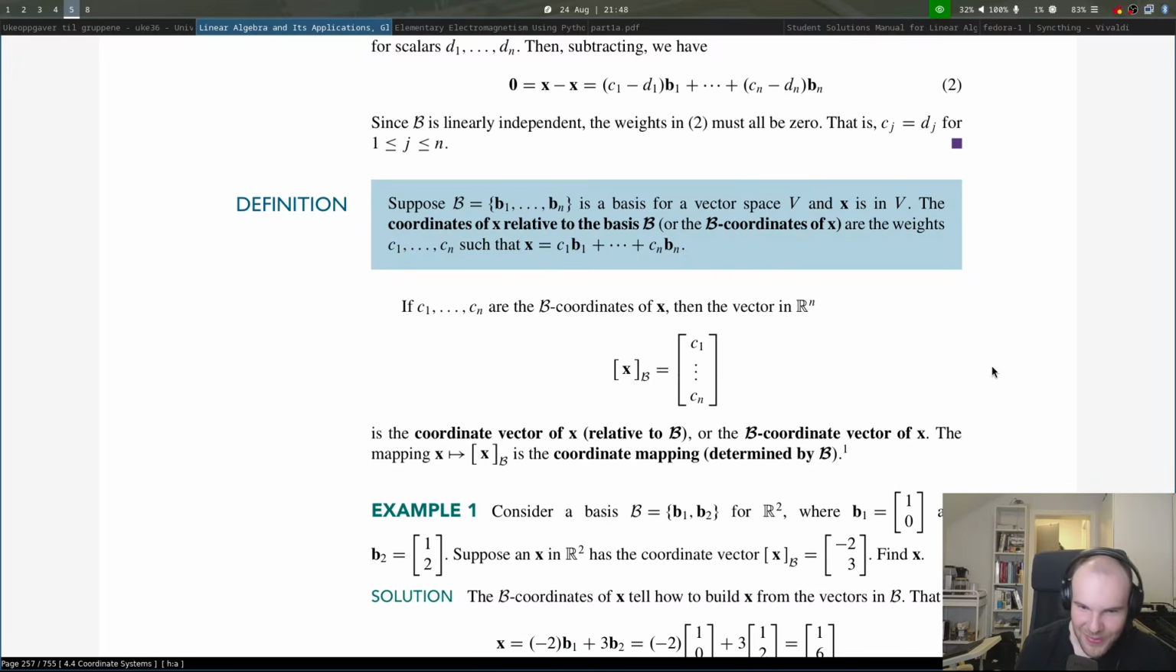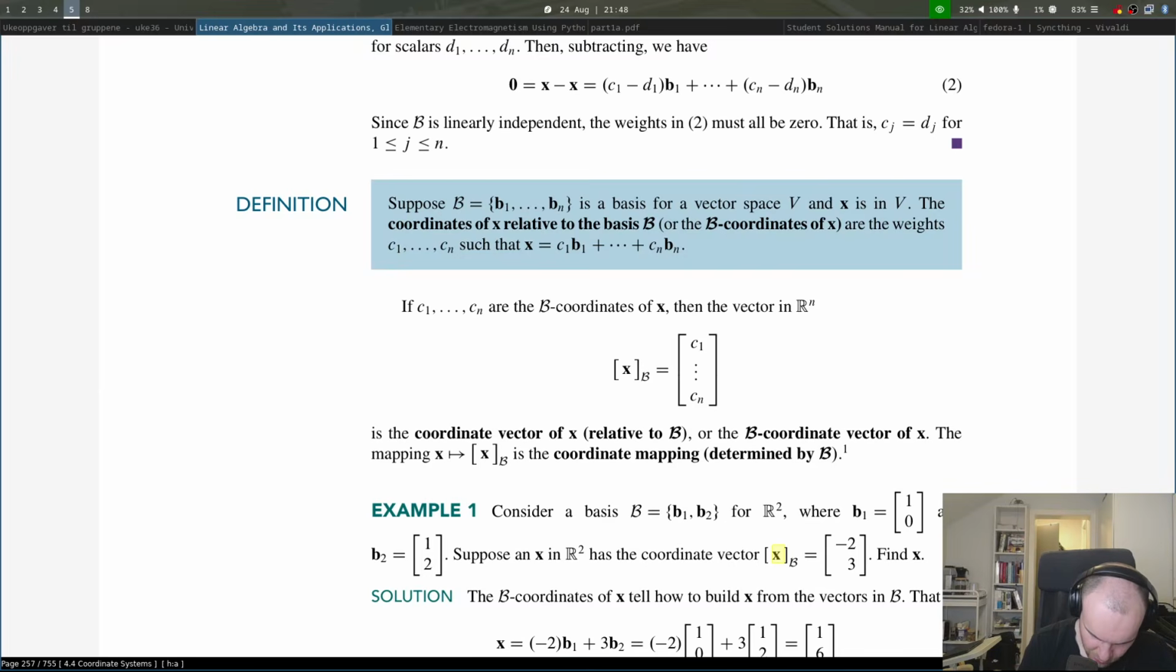Okay, so consider a basis for R2 where B1 is equal to this and B2 is equal to this. Suppose an X in R2 has the coordinate vector [X]_B equal to minus 2 and then 3, and then find X, right? Okay, so we need to just find X.